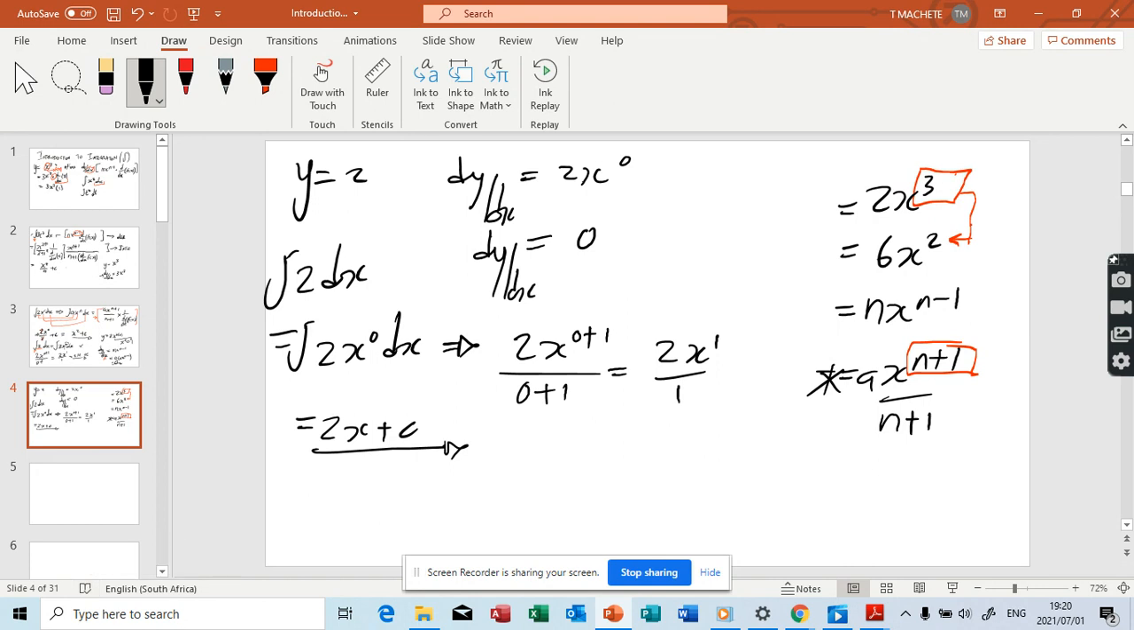Yes, for integration, when you integrate a constant, you're going to get a constant multiplied by a function of x or t. It doesn't matter which function. So for integration, you are adding 1. For differentiation, you are subtracting 1. And for integration, you are dividing. For differentiation, you are multiplying instead of dividing. Yeah, that's the difference, guys.